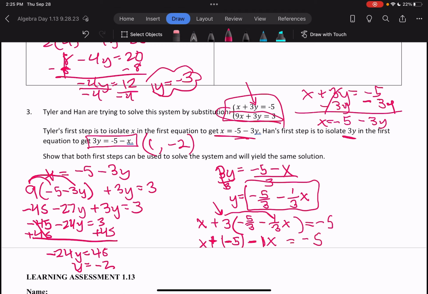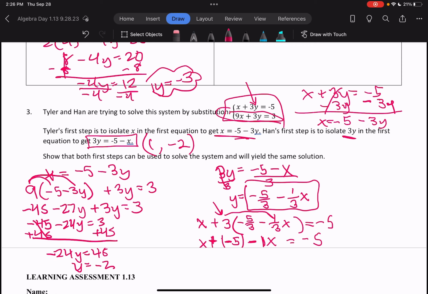Now I have, I can go ahead and combine here. Let's see here. Make sure I did this right. Oh, I see. Nope. This is what I did wrong.